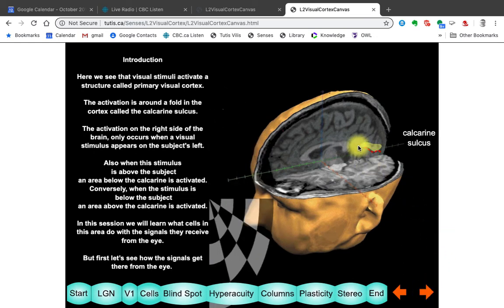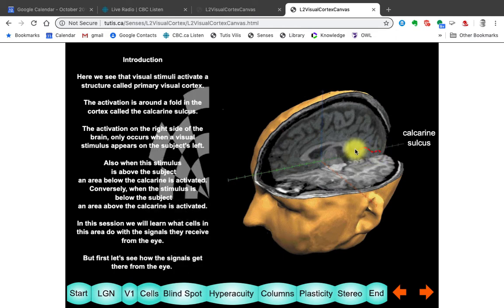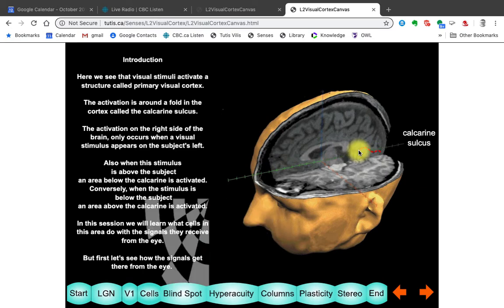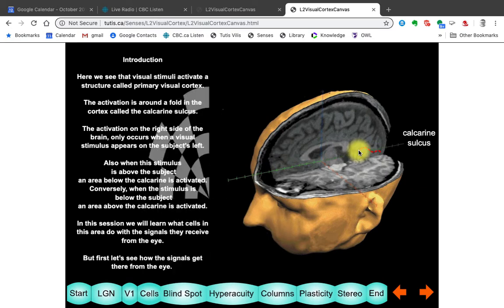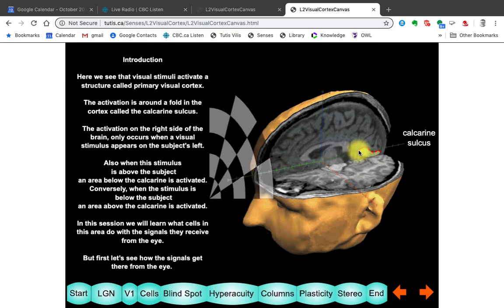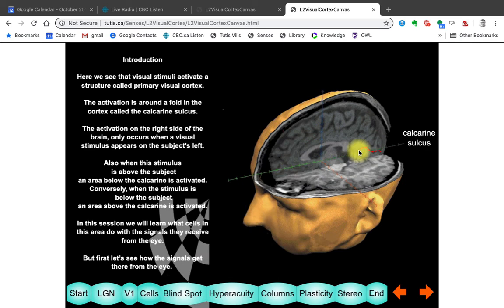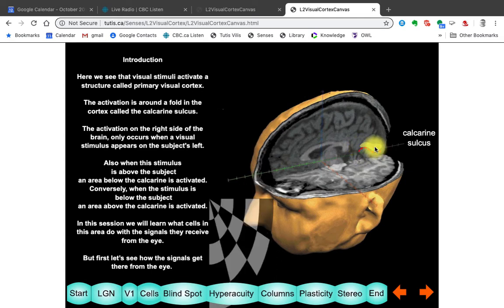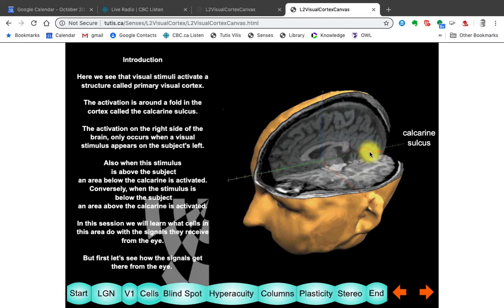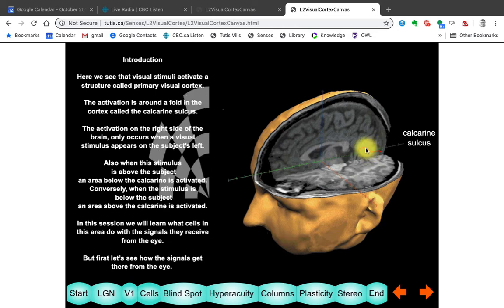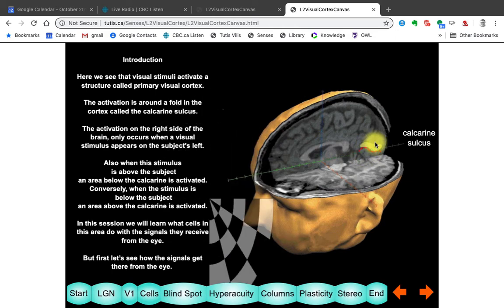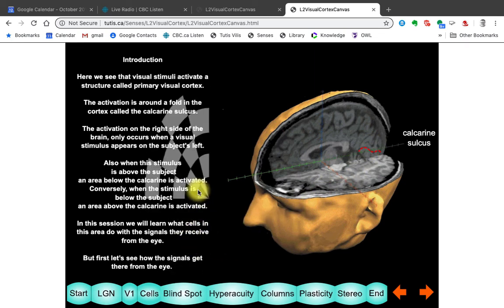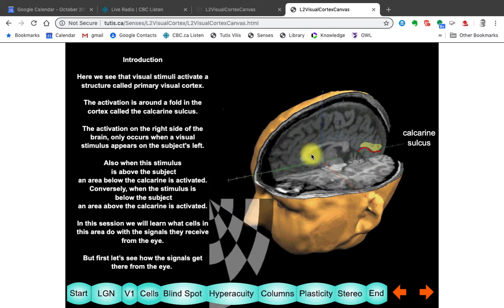Now you see this little wiggle, this little red line here. This little red line marks the edges or the shape of the valley called the calcarine sulcus. So anything that's a sulcus means it's a valley into the cortex, and you can see here that you get activity in around this place when you have this thing flashing in the visual field.